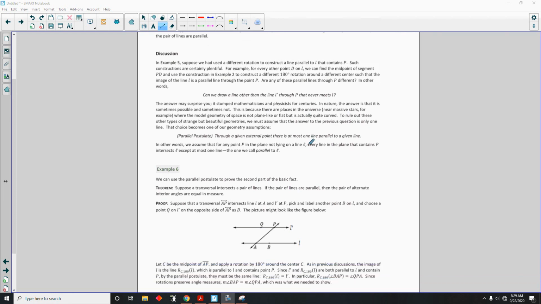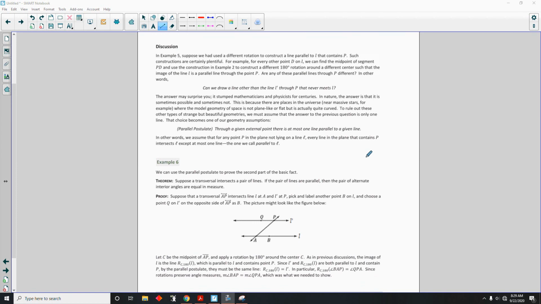So in the discussion it says in example 5, suppose we had used a different rotation to construct the line parallel to L that contains P. Such constructions are certainly plentiful. For example, for every other point D on L, we can find the midpoint of segment PD and use the construction in example 2 to construct a different 180-degree rotation around a different center such that the image of the line L is a parallel line through the point P.